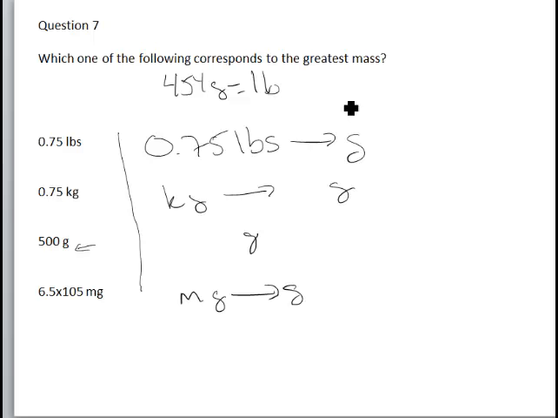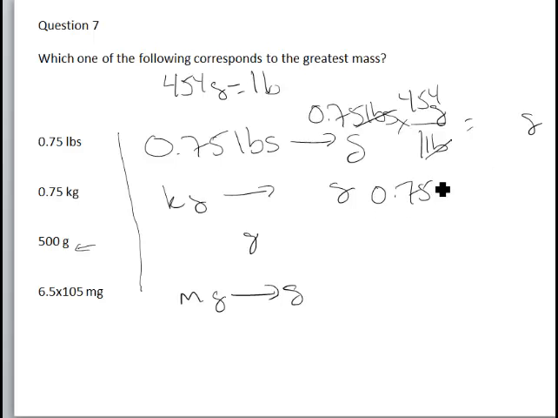So in this particular problem, it would be a matter of starting with 0.75 pounds, canceling pounds, grams up here, and that's 454 grams for every 1 pound. Cancel that, pounds, and you get the number of grams. And then for kilograms, it's going to be 0.75 kilograms. We need grams, so we're going to cancel kilograms. Kilograms goes on the bottom, grams goes on top. There are 1,000 grams in 1 kilogram, and that's our answer.